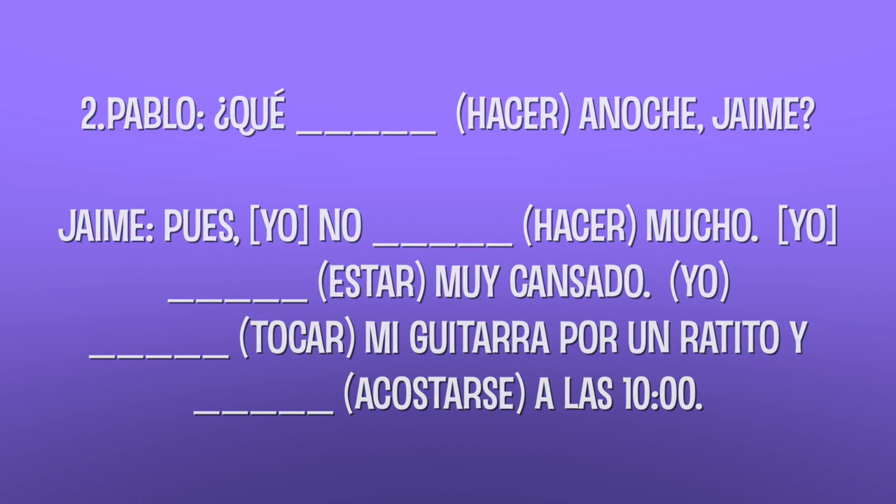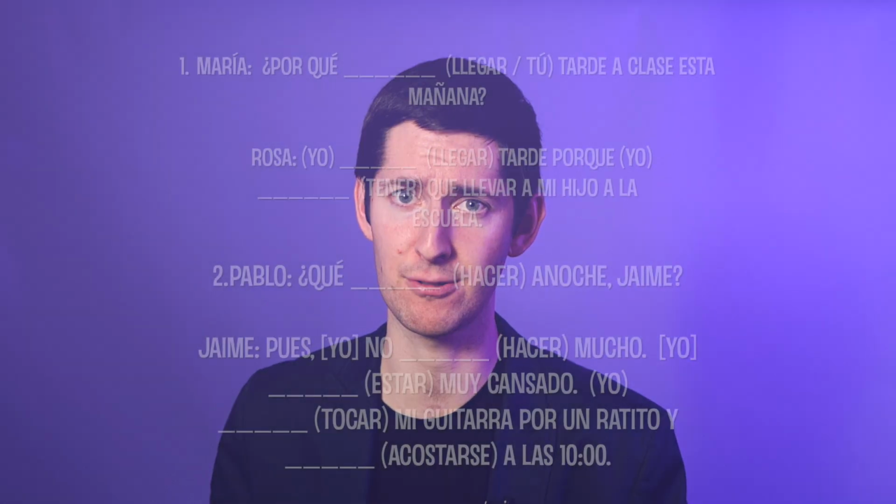I can already tell you we have several irregular preterite verbs that you just learned about. And there's also some such as llegar and tocar that have an irregularity just in the yo form. Go ahead and pause the video now and complete this exercise.